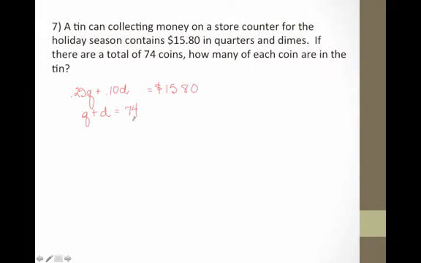So again, I can solve for Q or for D. I like to use 0.10 because that's easy for mental math. So I'm going to solve for my D. So D equals 74 minus Q, and I'm going to just plug this back in for D. So 0.25 Q plus 0.10 times my D value, which is 74 minus Q.